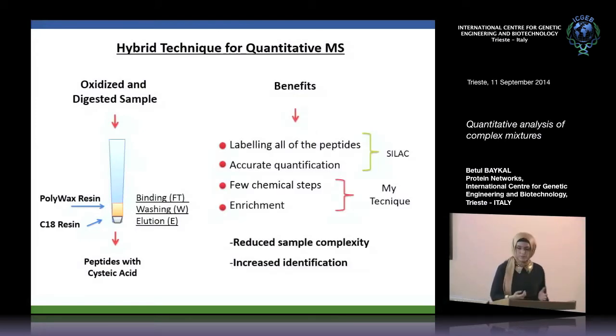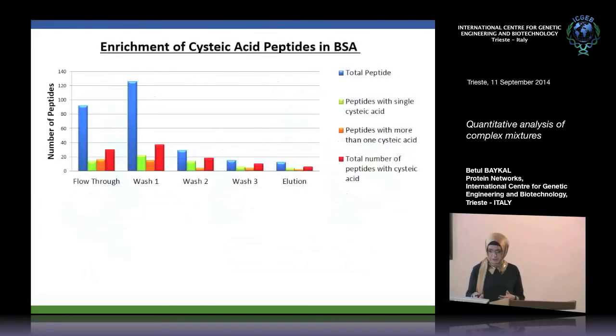So what are the benefits? Since I'm labeling all of the peptides, like in SILAC, I will get a good quantification for most of the proteins, and it will be an accurate quantification. And I'm continuing with the chemical steps of cysteine oxidation, and it will enable me to enrich the peptides with cysteic acid, which will reduce the sample complexity afterwards to get an increased identification.